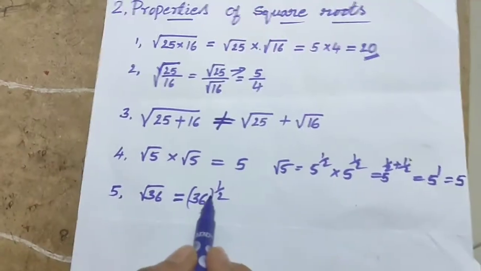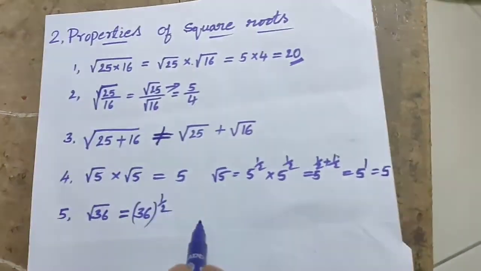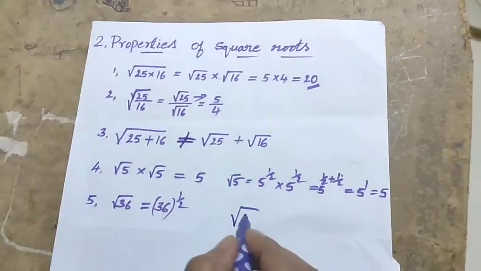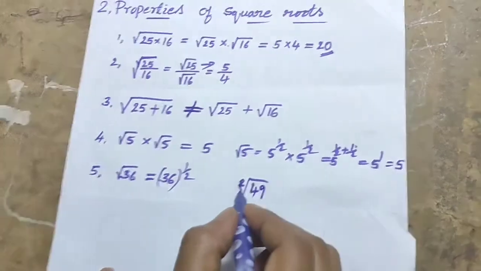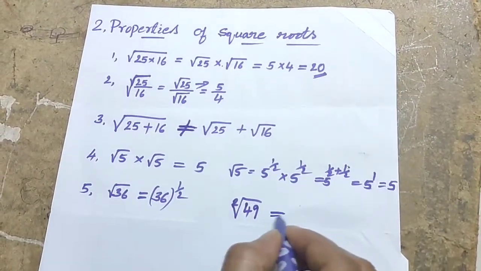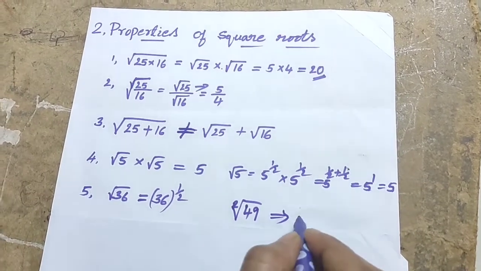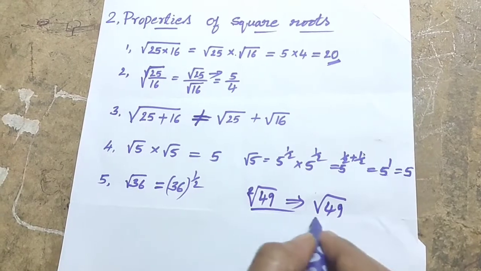Root 36 can be written as 36 to the power 1 by 2. Similarly, you can write the square root of 49 the same way. Whether the 2 is written or not, these two cases are the same.